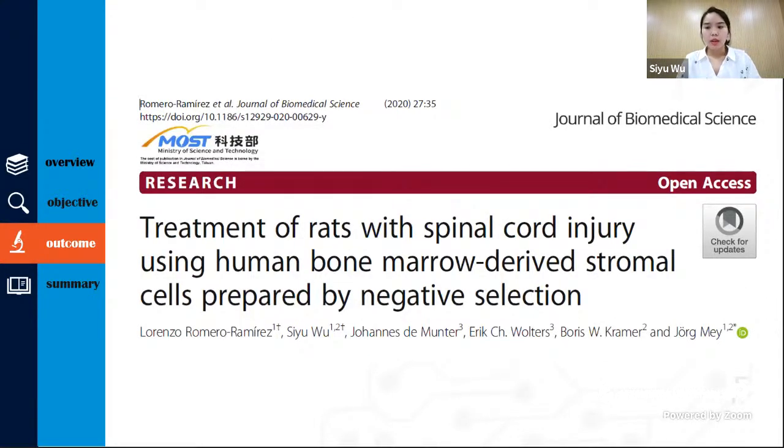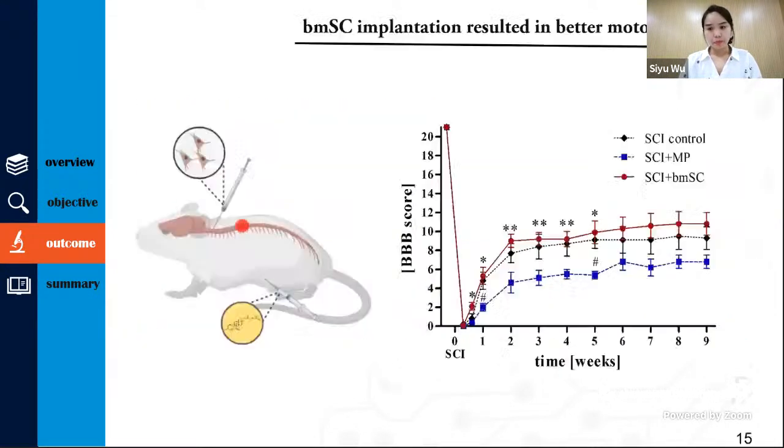Studies in part 3 are about the therapy for spinal cord injury animals. In this part, we implant the bone marrow stem cells into the rat cisterna magna, as shown in the figure. The BBB is a standard assay to evaluate spinal cord injury animals' motor function.